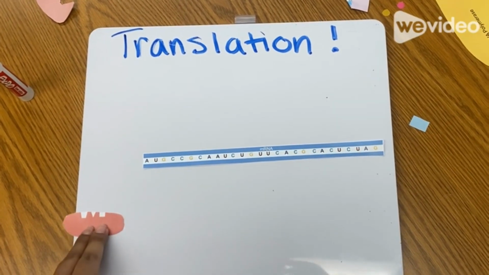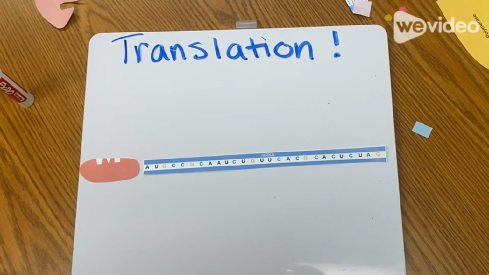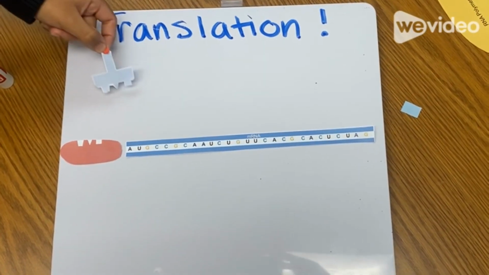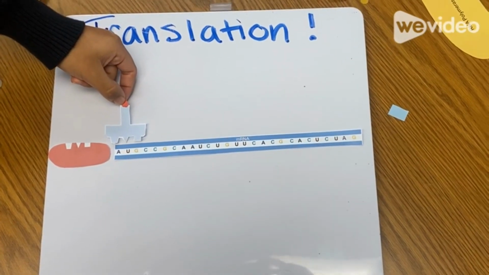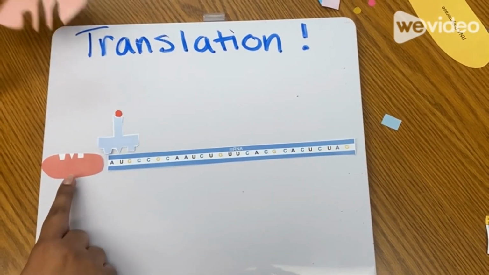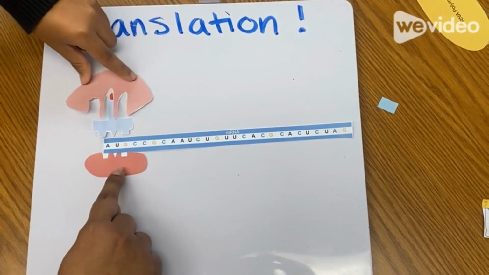To start translation, the small ribosomal subunit will bind onto the mRNA upstream of the start codon. Once that happens, tRNA will bind to the start codon, and the large ribosomal subunit will join on to finish the initiation complex.